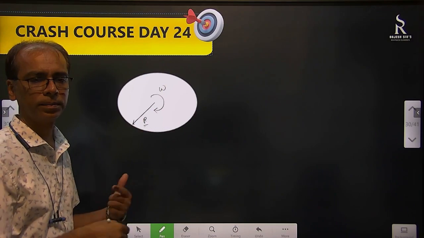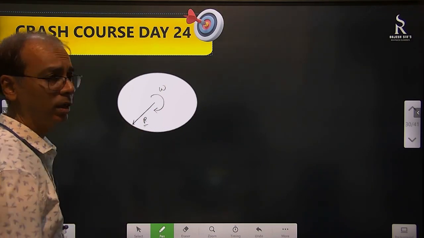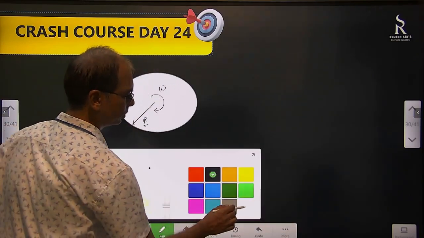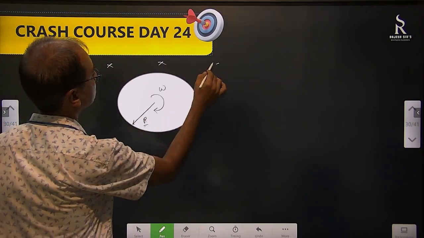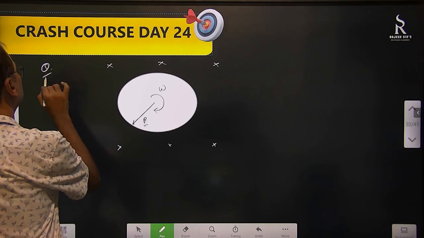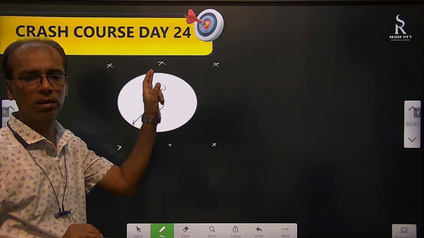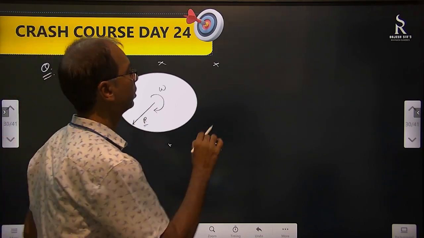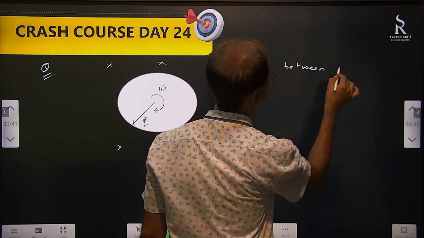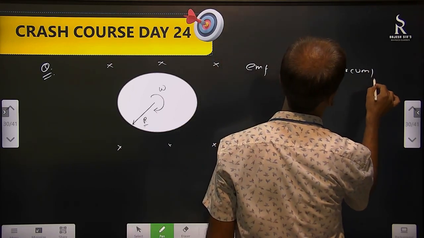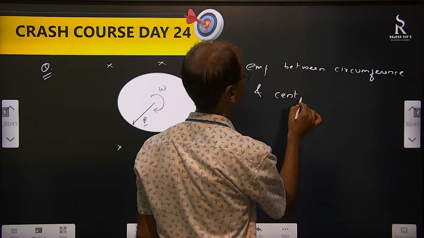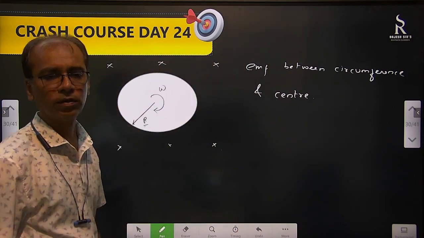So it's rotating. Okay, and there is a magnetic field. In the magnetic field, it's rotating. There is a magnetic field like this. Now the question is, how much is the EMF induced across the periphery and the center? Okay, EMF between circumference and center.